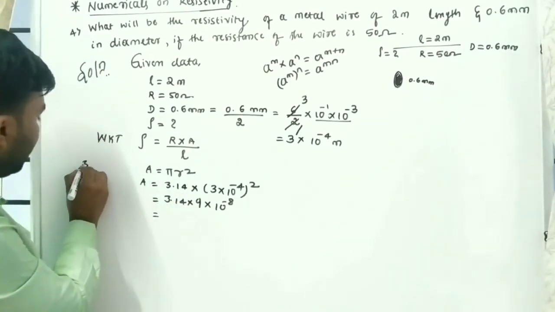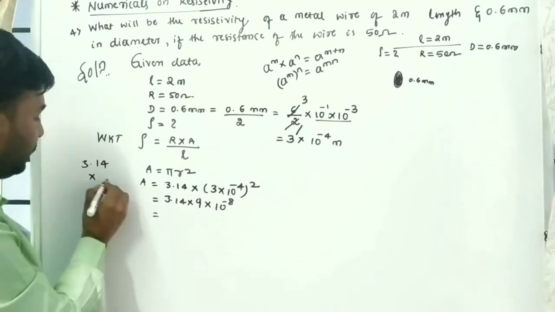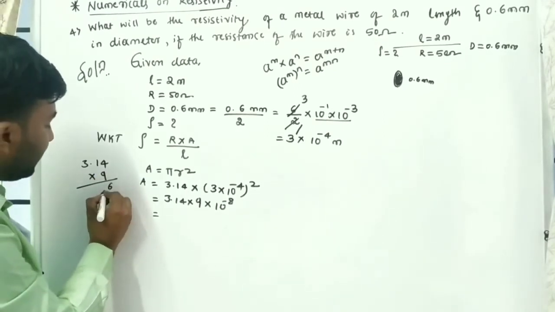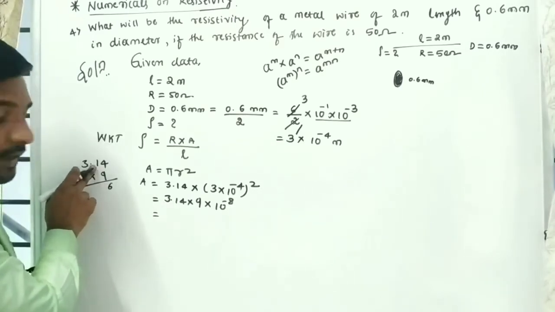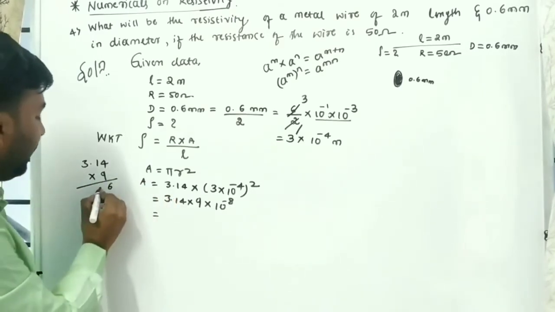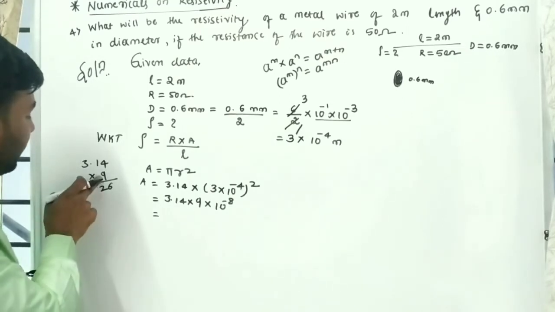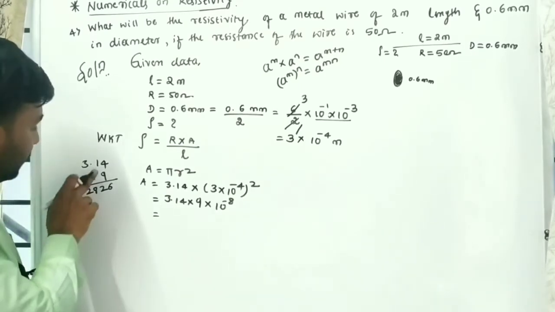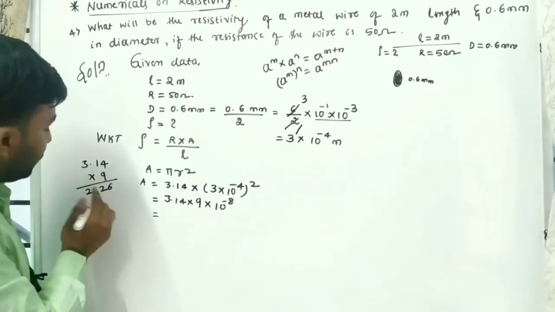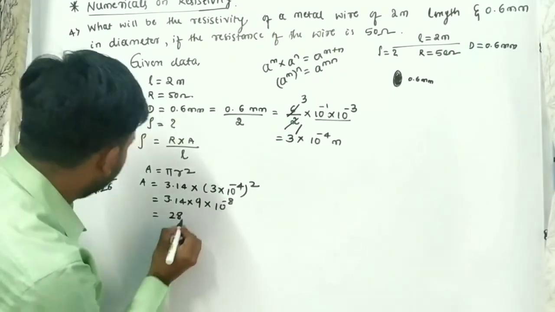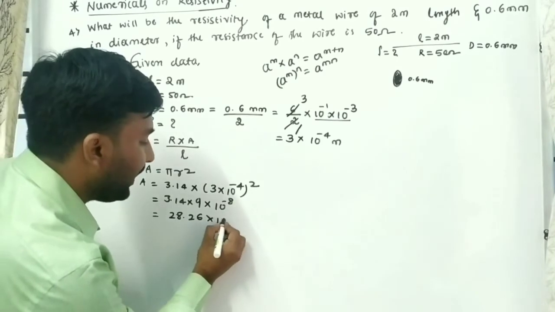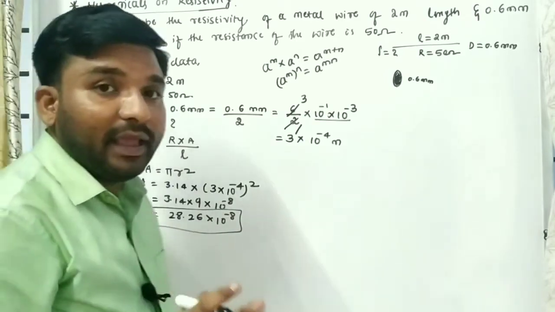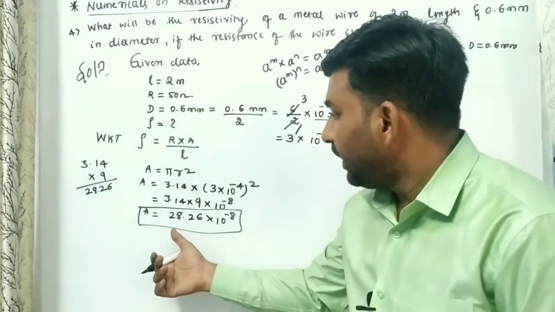How much is it? 3.14 into 9. 9 4s are 36, carry 3, 9 1s are 9 plus 3, it is 12, carry 1, 9 3s are 27 plus 1, it is 28. So after how many digits do I have to put the point? 1, 2. So it is 28.26 into 10 raised to minus 8. This is what we have just calculated, the area of cross section.